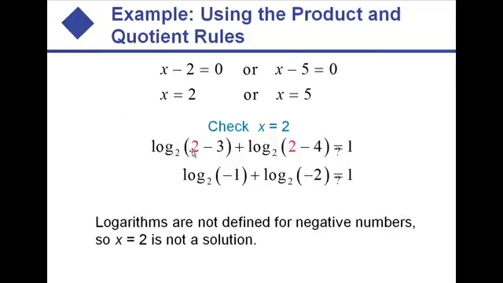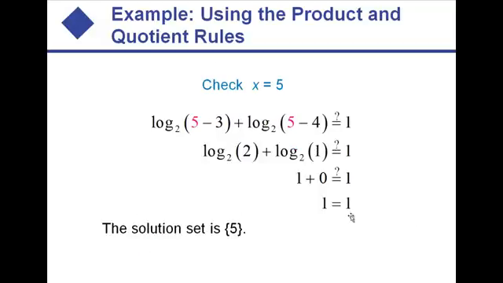Put the 2 in, and look what happens. 2 minus 3, 2 minus 4, and we get a log of -1 and a log of -2, and that's impossible. Logs are not defined for negative numbers. So 2 is out. Can't be a solution. Check 5. 5 ends up working okay, and so we end up having that our solution set is just 5.